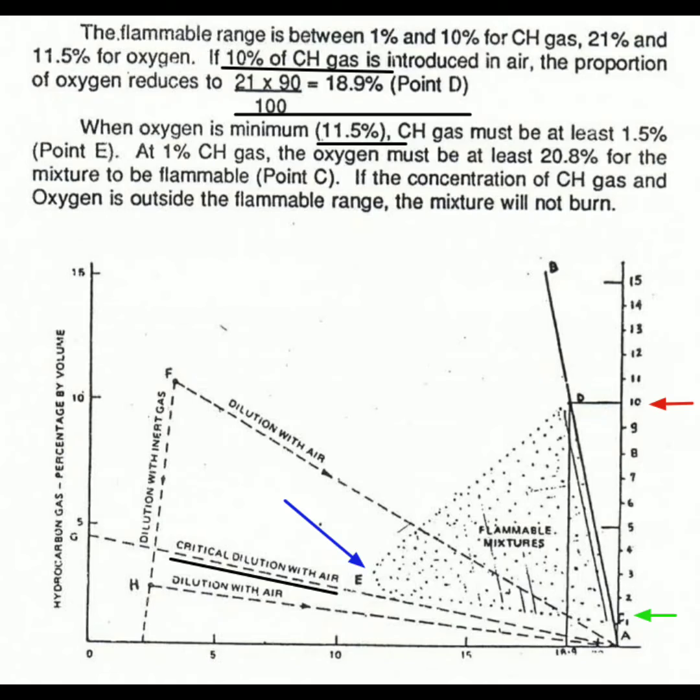to point B. At point E the oxygen is minimum, that is 11.5%, and the hydrocarbon gas at this point has to be 1.5%. So that defines point E. The points A, D and E represent the flammable region.